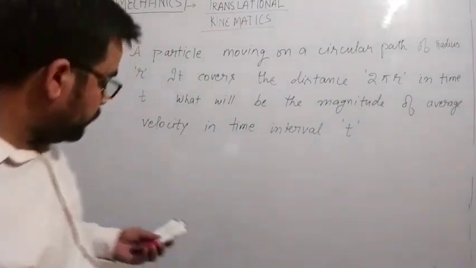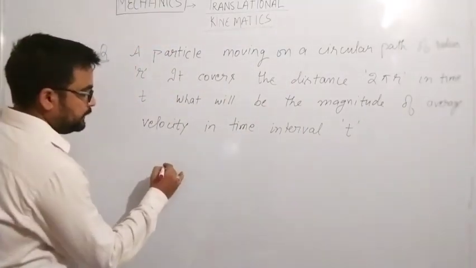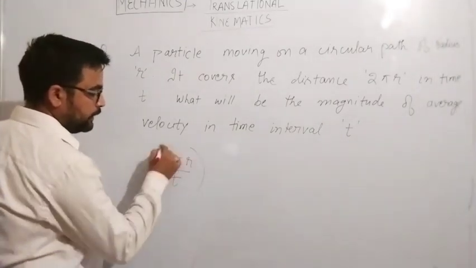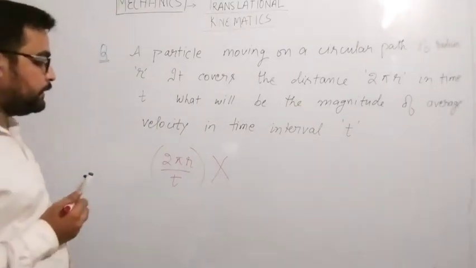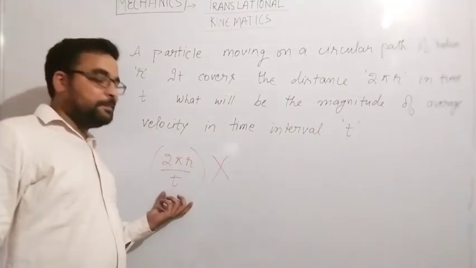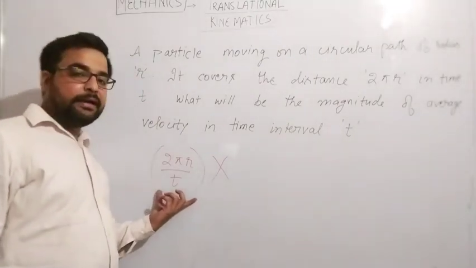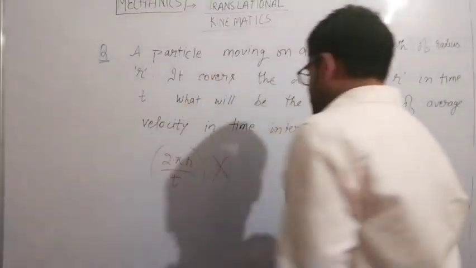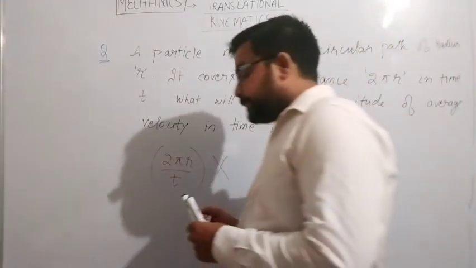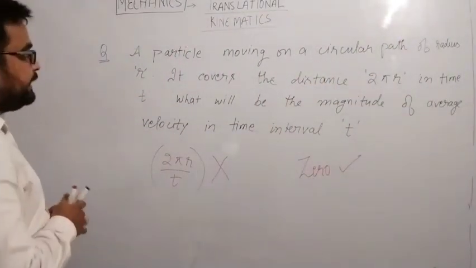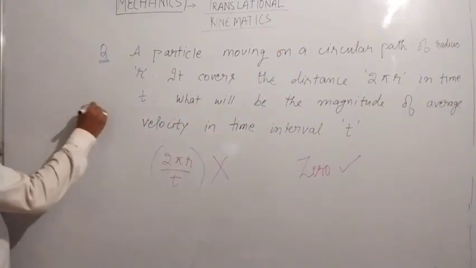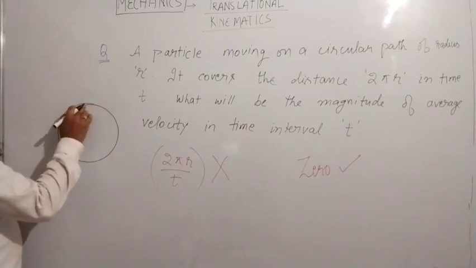See, those who have given the answer 2 pi r by t are wrong, and you are the victim of overexcitation. If you have given the answer 0, then it is correct. See, what is it saying? It is saying that a particle is moving on a circular path of radius r.